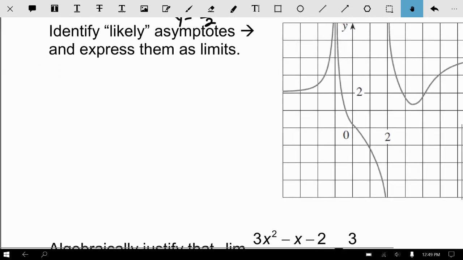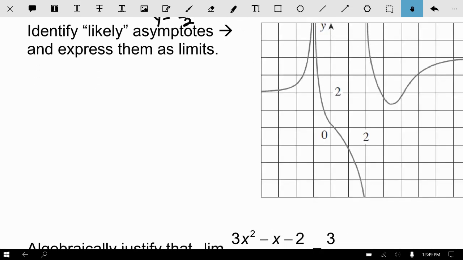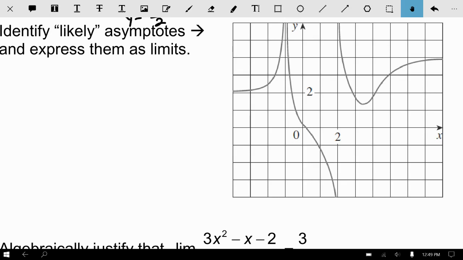Okay, so now let's take a look at this graph. It says identify likely asymptotes and express them as limits. So what I want you to do is pause the video, look at this graph, and try to identify where you have horizontal and vertical asymptotes. So take a second, pause it, and then when you unpause it, I'll talk about that a little bit.